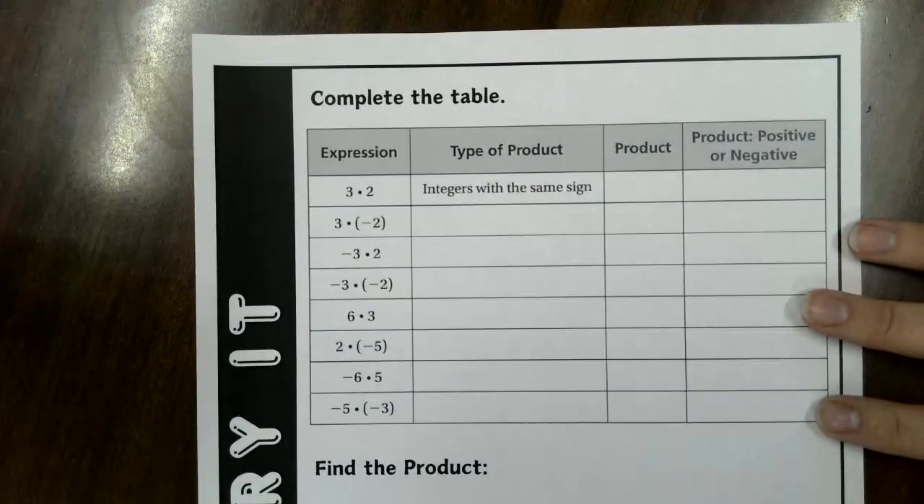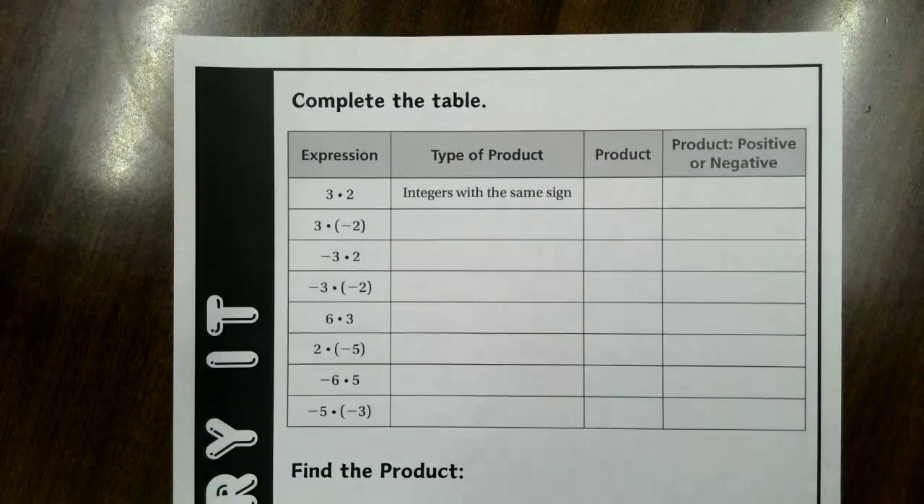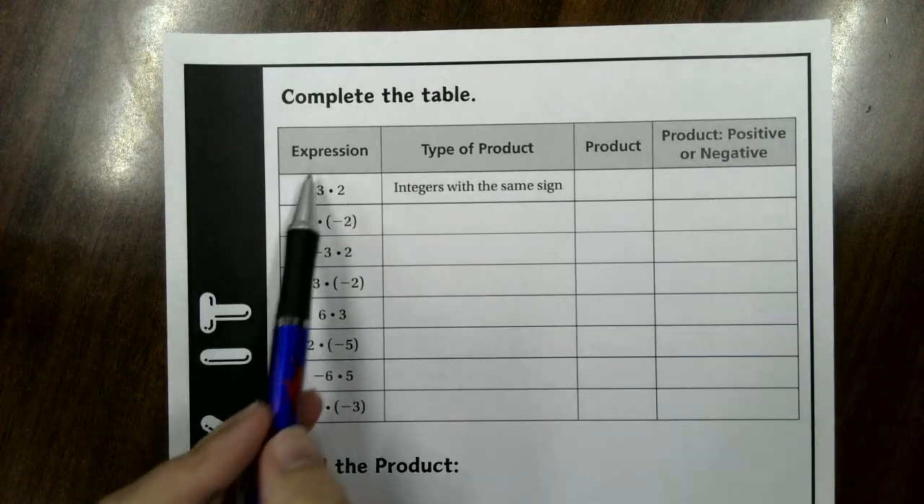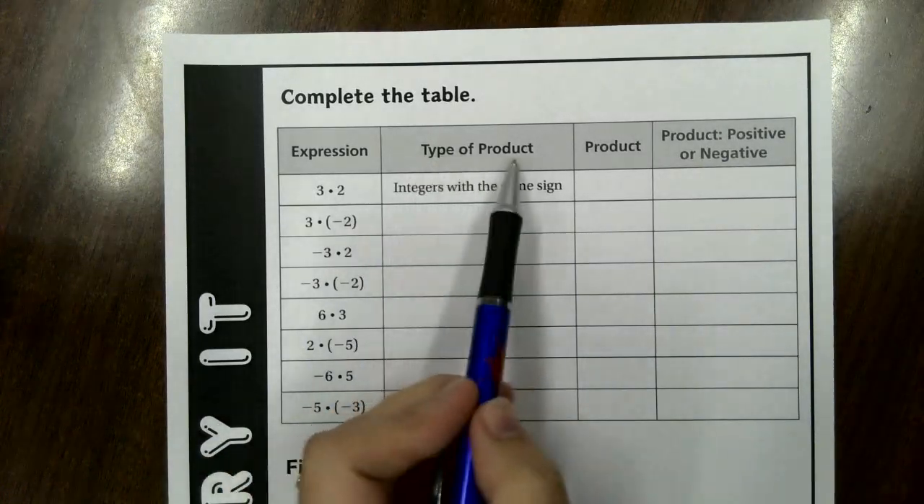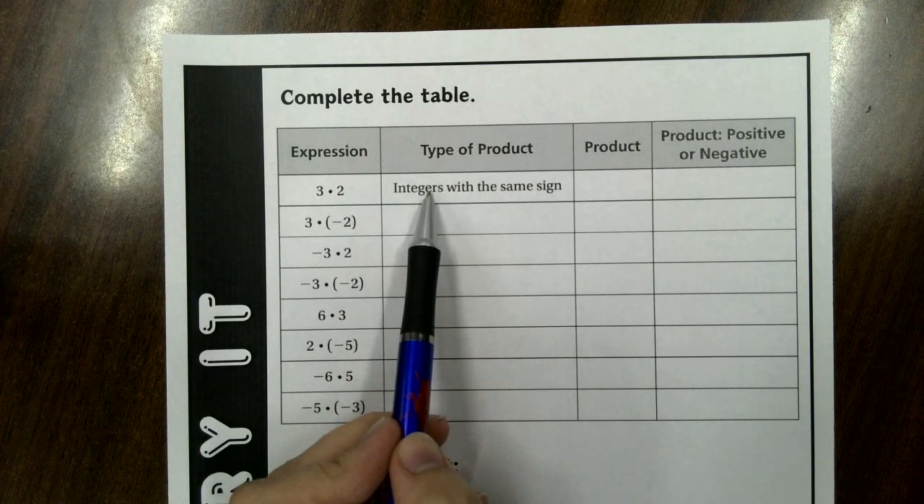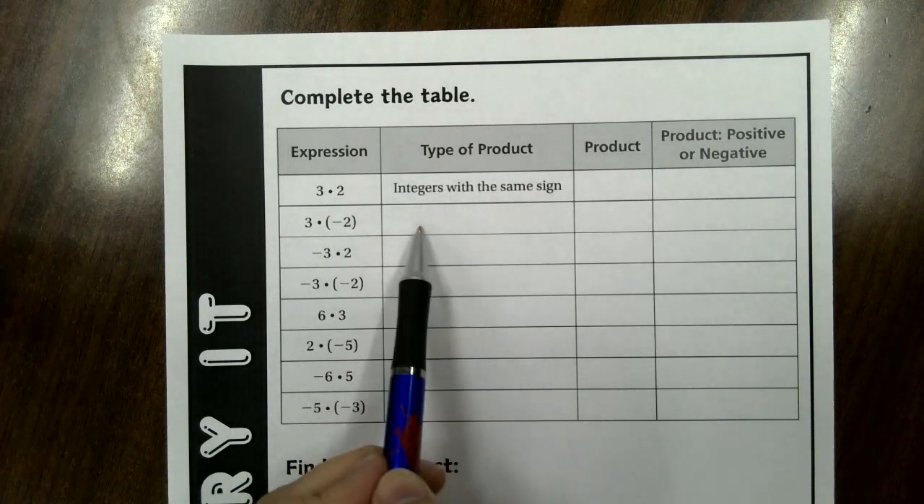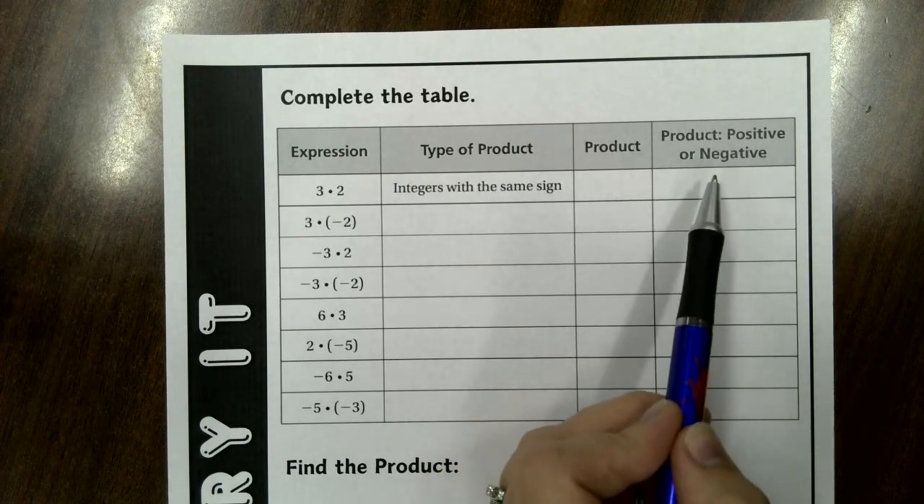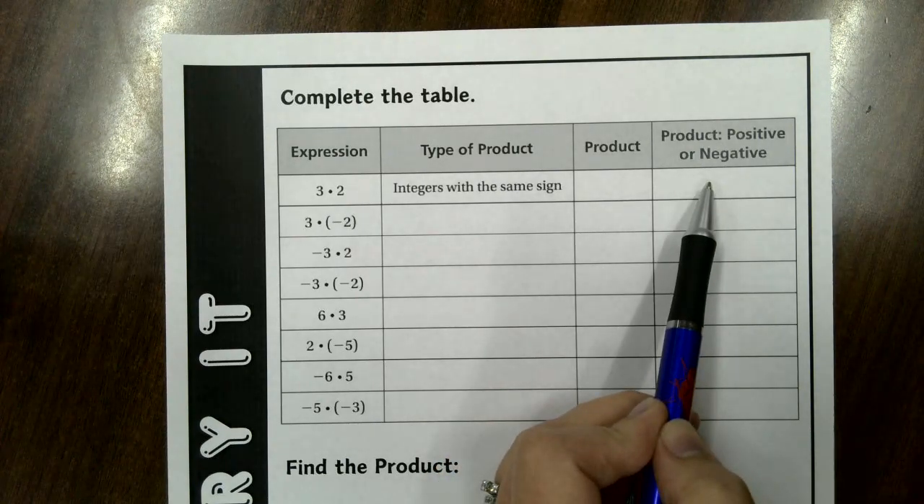This is the try it section. So I put this table in here for you. I want you to complete the whole table. It's going to give multiple expressions, and you need to find the type of product. So you're going to tell me, is it the same sign rule? Is it the different sign rule? The product, so the answer, and then tell me, is the answer going to be positive or negative?